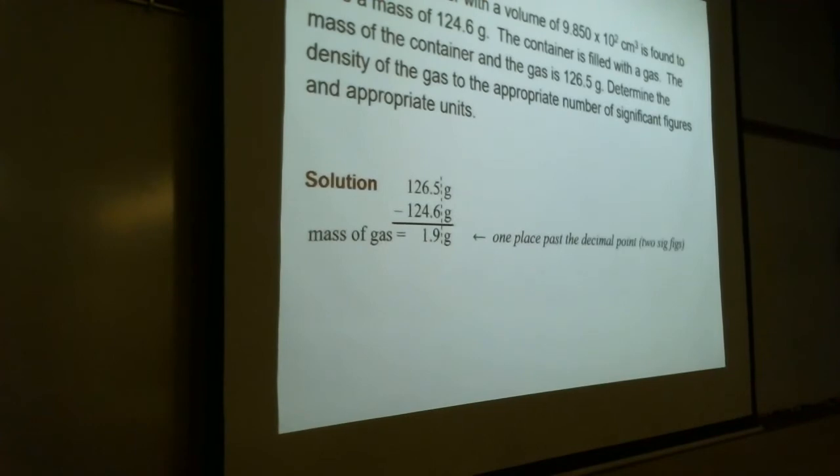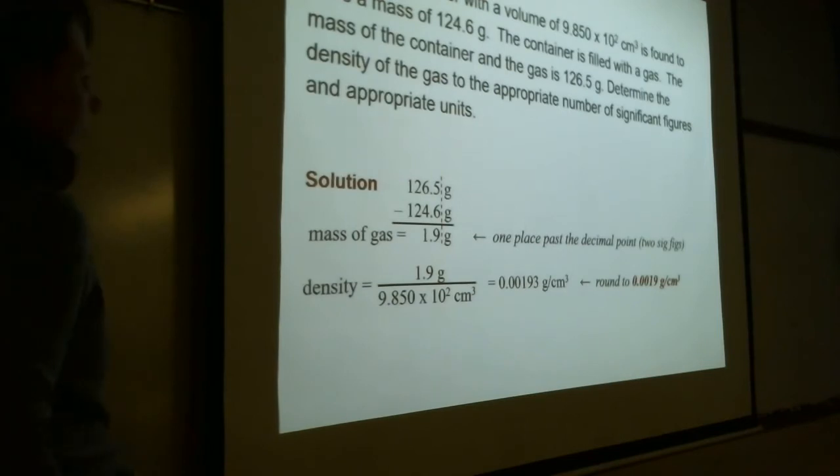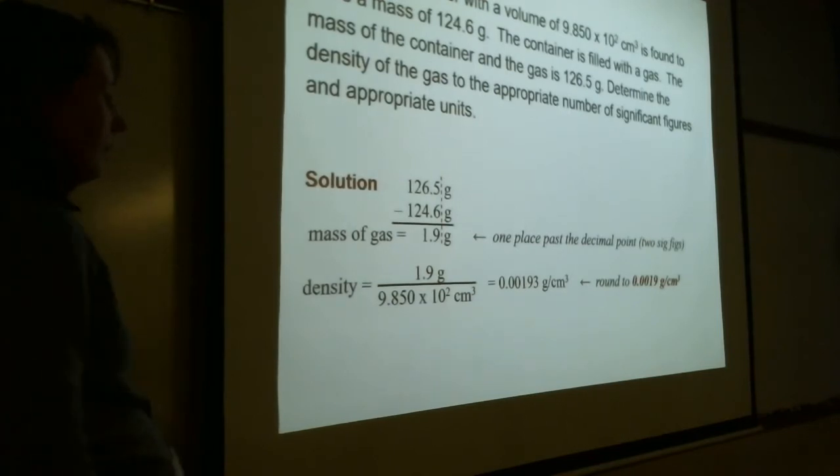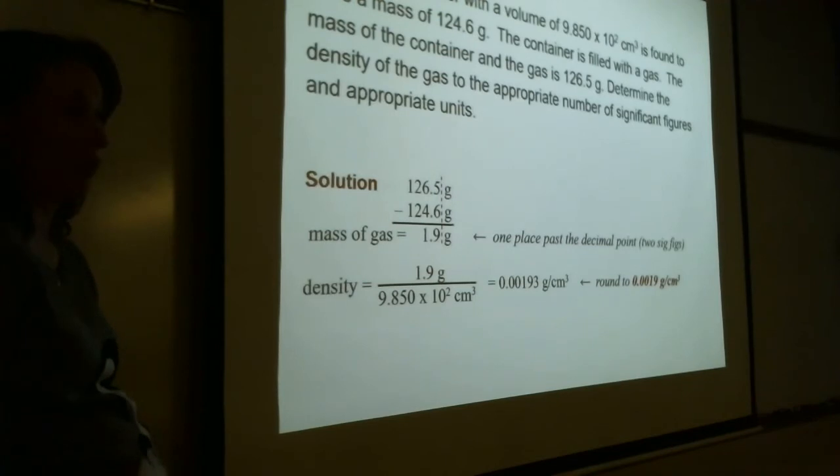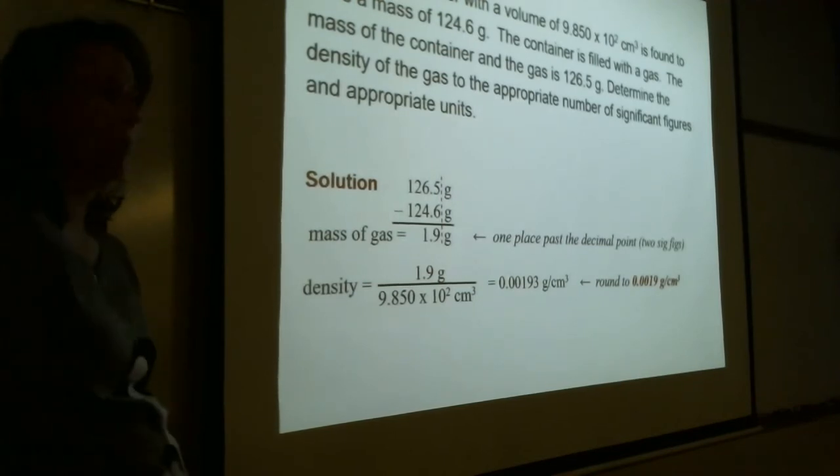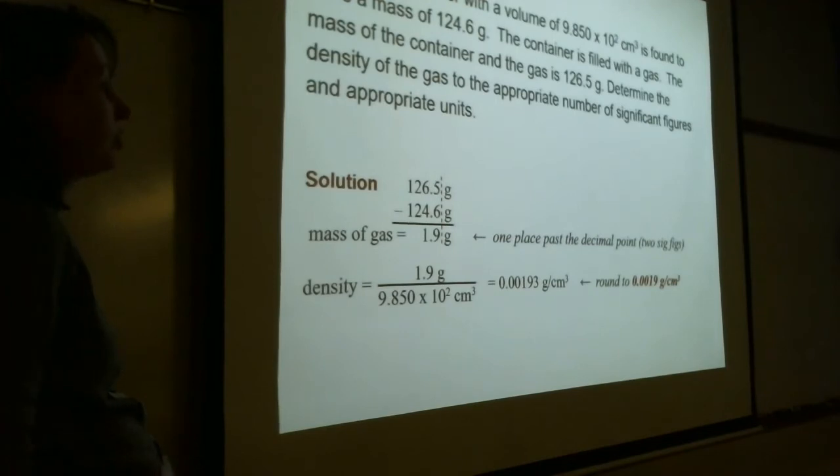All right. So one decimal place for my mass, two sig figs total, which means how many sig figs will my density have? Two sig figs, right. So 0.00193, which I would prefer you write in scientific notation. So that would be 1.9 times 10 to the negative third. I mean, if you put 0.00193, I'm going to count you wrong. We just like to get in the habit, when you've got lots of zeros, of putting it in scientific notation. Easier on the eye.